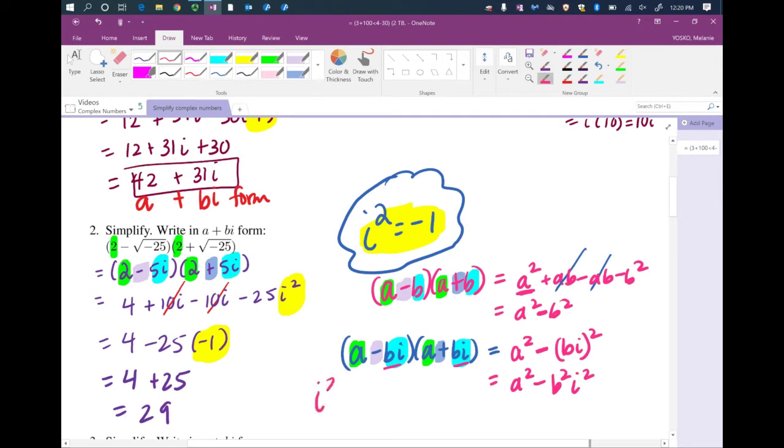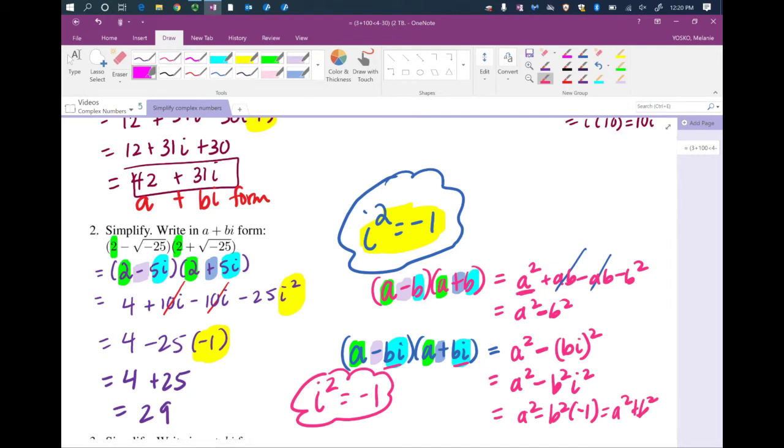That again, i squared is negative 1. So we get a squared times negative b squared times a negative 1. We get a squared plus b squared. This is going to be really useful. The reason this is important, that we care so much about this, is over here you notice both of these had i's in them. When we multiplied by the same term in the front, same term in the back, changing the sign, we call that the conjugate, we ended up with a term with no i's in it.